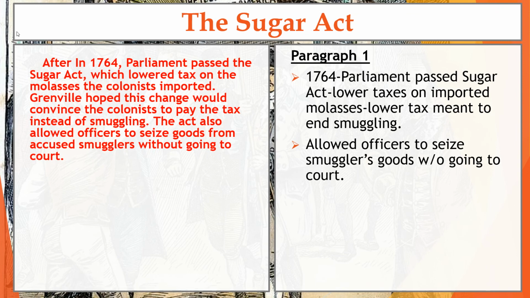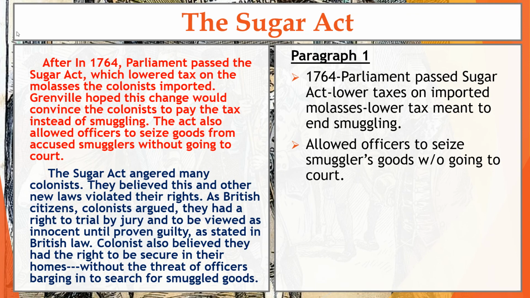Okay, moving on to the next paragraph. I've moved on to page 114, and if you notice, this lesson ends at 115. This is short. The Sugar Act angered many colonists. They believed this and other new laws violated their rights. As British citizens, colonists argued they had the right to trial by jury and to be viewed as innocent until proven guilty, as stated in British law. Colonists also believed they had a right to be secure in their homes without the threat of officers barging in to search for smuggled goods.